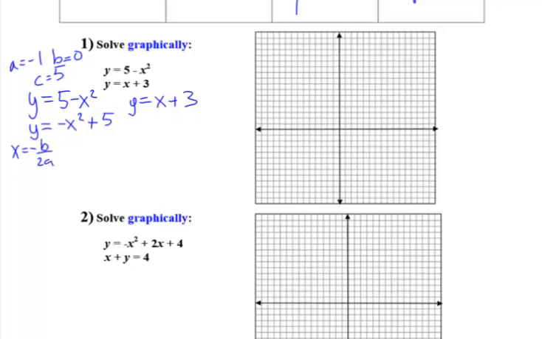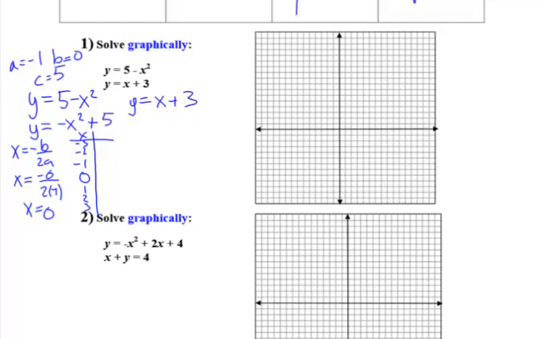So let's find our axis of symmetry. X equals negative b over 2a. So negative 0 over 2 times negative 1. Well, hey, 0 over anything is 0. So in our table, 0 is going to be in the middle. Negative 1, negative 2, negative 3, 1, 2, 3. I like when 0 is in the middle. It just makes it a little bit simpler, a little bit easier.